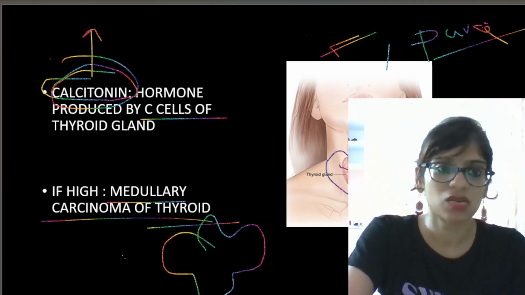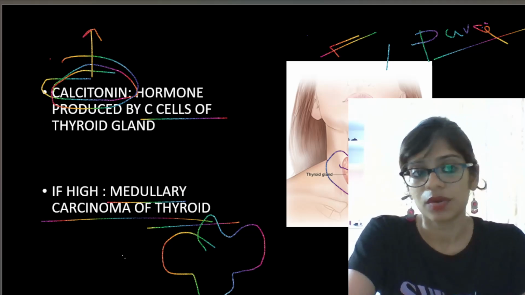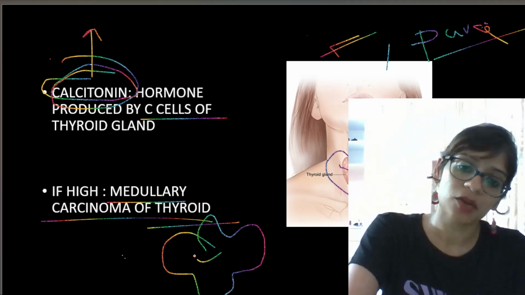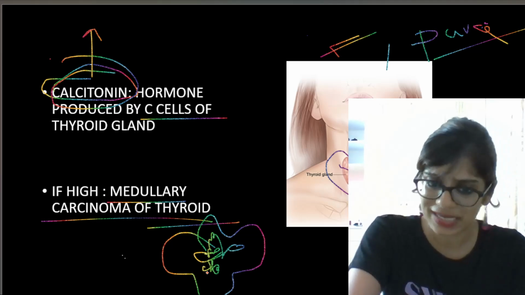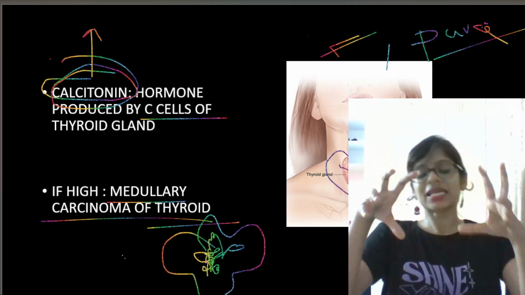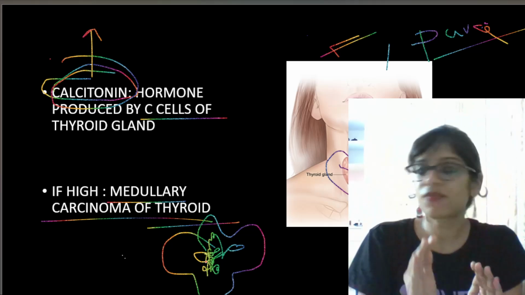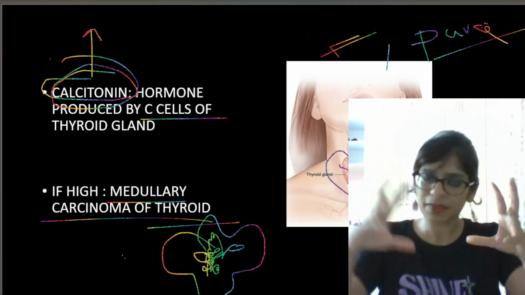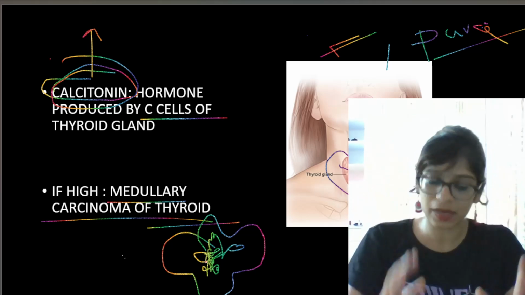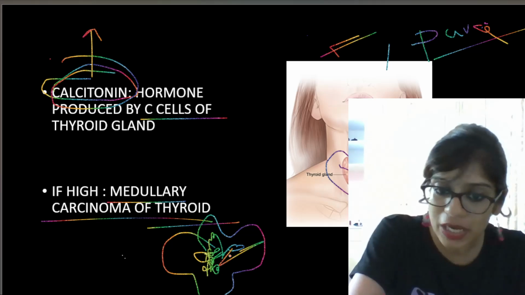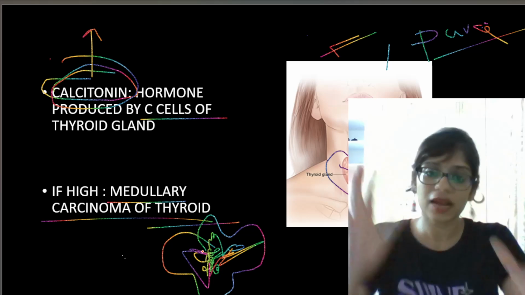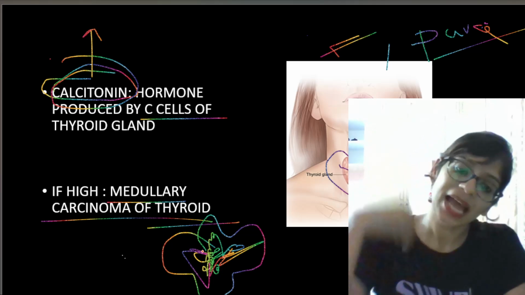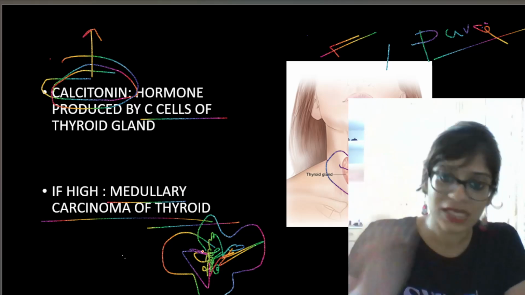I can't change the color also. Okay, no issues. See, the inside part of the thyroid, that area is called the medulla of the thyroid, the inside part. Now, inside part has the parafollicular cells, or parafollicular cells are called C cells. So this medulla of the thyroid, medulla means the inside part of the thyroid, has got parafollicular cells or C cells, and these C cells, they produce calcitonin.